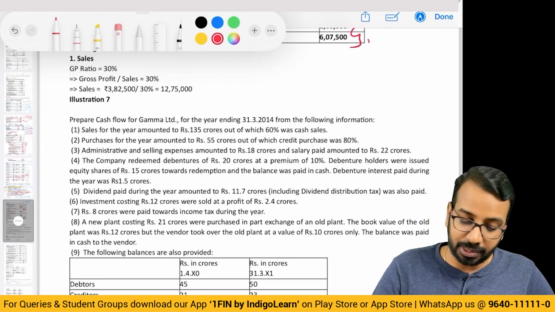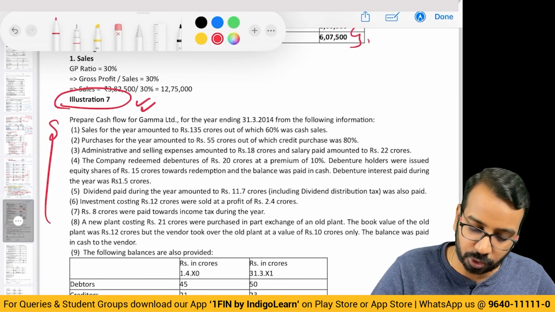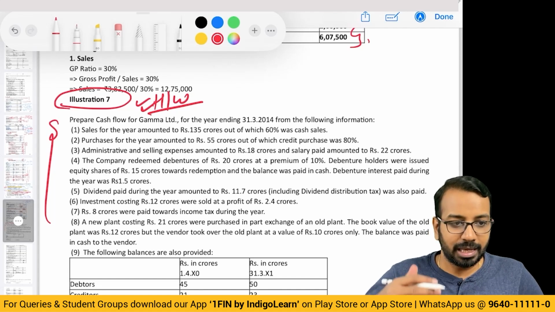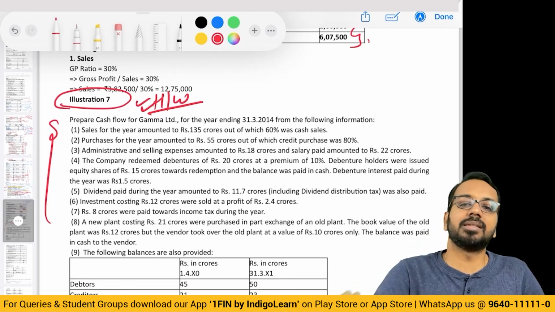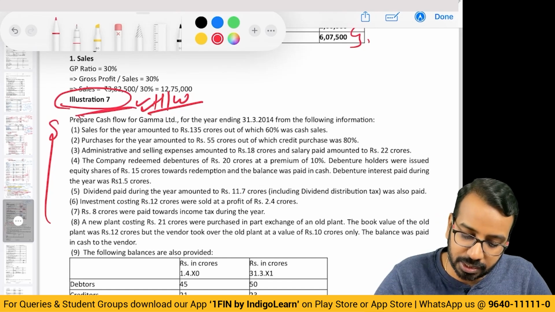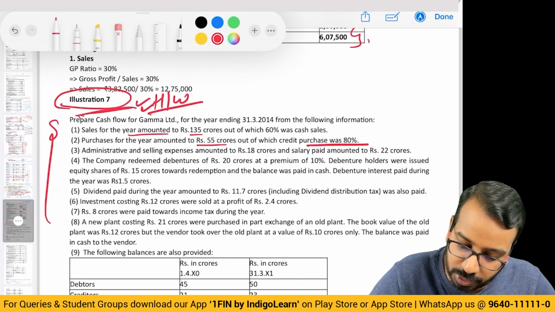Same way, on similar lines, you have illustration number 7. I want you to practice this on your own as homework. Because if I explain, you will find it easier, or we can do it, but that should not be the approach. Practice this on your own because there is some information like so much is credit, so much is cash.